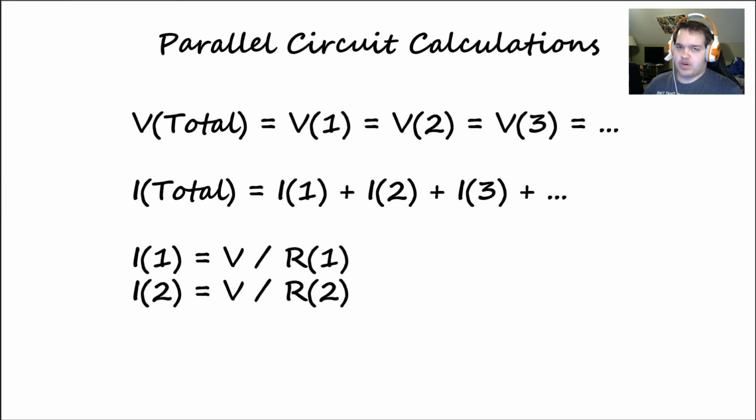And the same would go for the second resistor. You just follow that same process. If you know the voltage and you know the resistance, you can find the current at that specific resistor. Once you know all the individual currents, just add them all up and then you can find your total current.